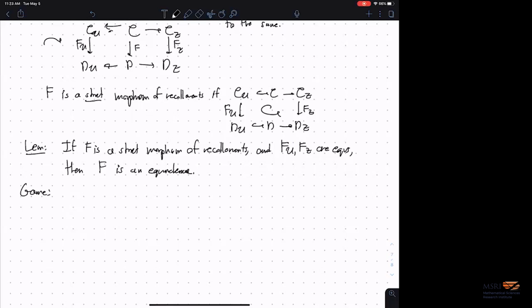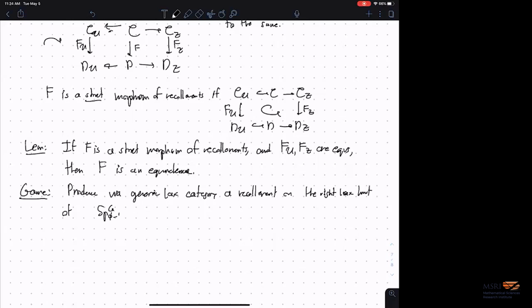In our case, the game is to produce, via general category theory, I should say lax category theory, a recollement on the right lax limit of this geometric locus construction, matching this family, the F recollements on SPG.